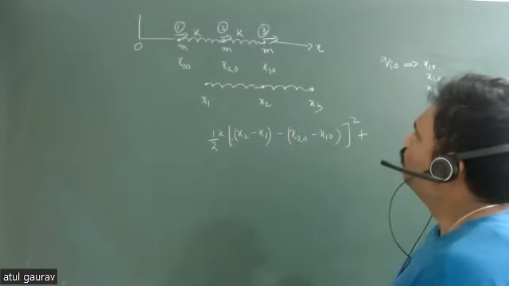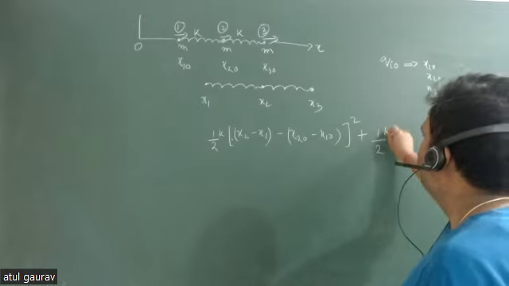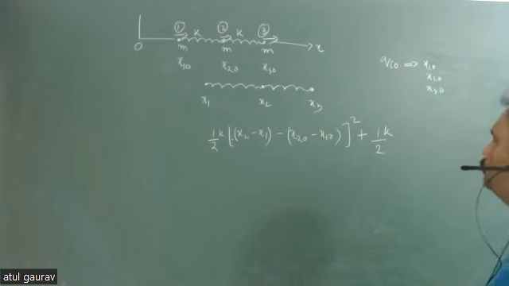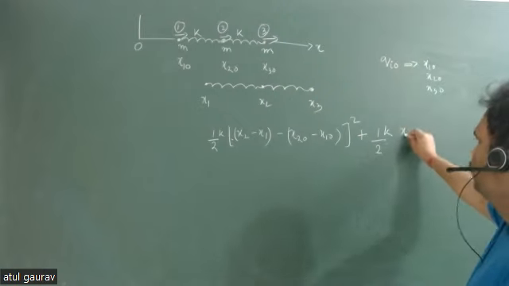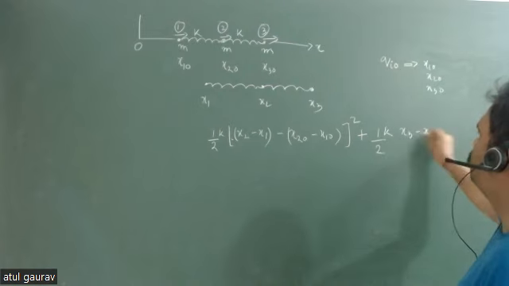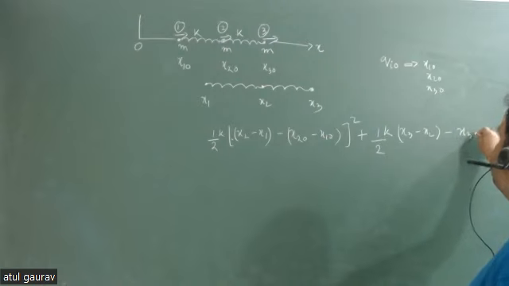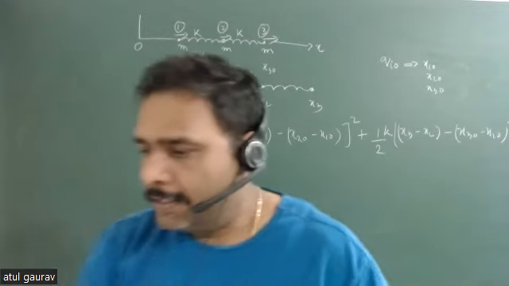Now just tell me what will be our stored energy in the second spring? x3 minus x2. Very good. x3 minus x2 minus (x30 minus x20) whole square. Very nice.